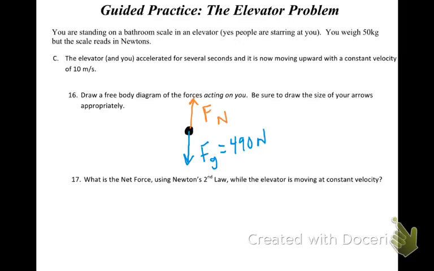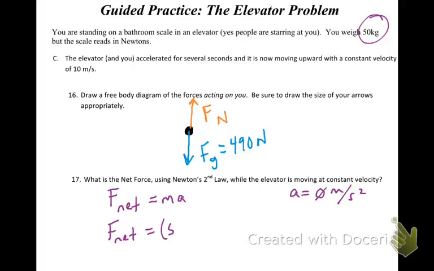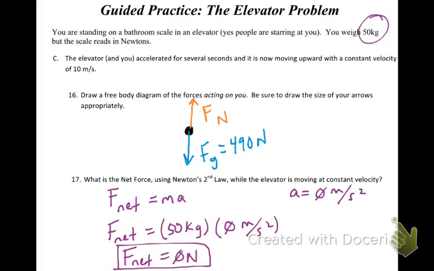Let's figure out what the net force is using Newton's second law. Well, the elevator is moving at constant velocity. Okay, so F net equals ma. We stated earlier that our acceleration is equal to 0 meters per second squared. So if we plug in our mass of 50 kilograms and 0 meters per second squared, we should get a net force of 0 newtons, which makes complete sense because we have no unbalanced force acting here. Therefore, the difference between these opposing forces should be 0. I just wanted to show you that yes, the net force, if you use Newton's second law, will still come out to be 0.